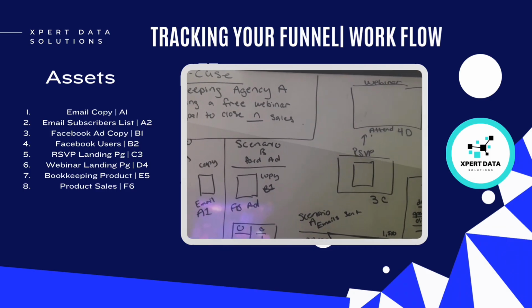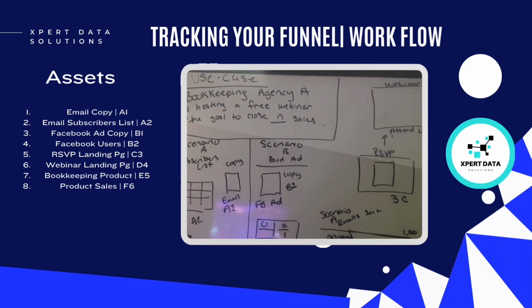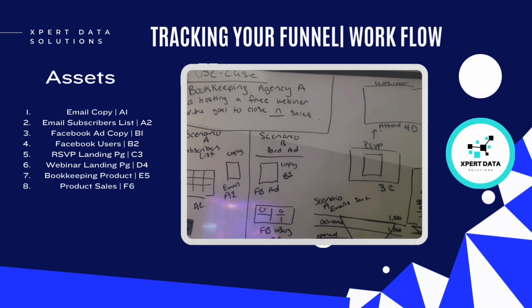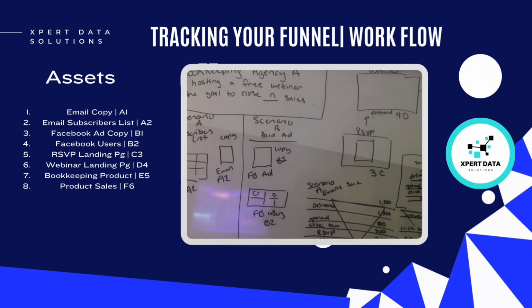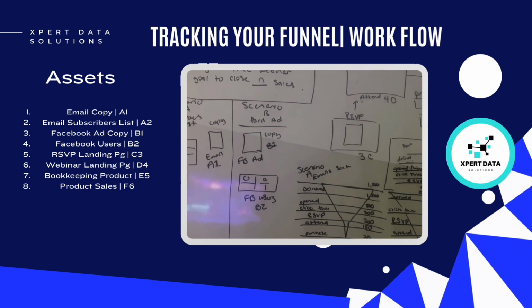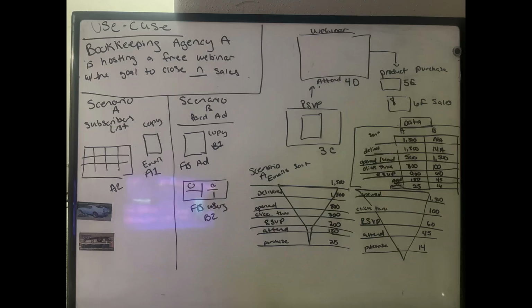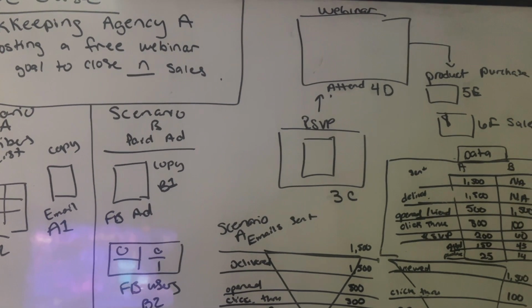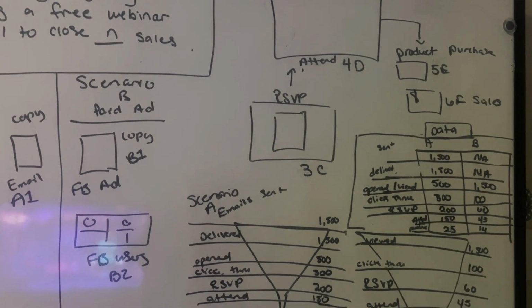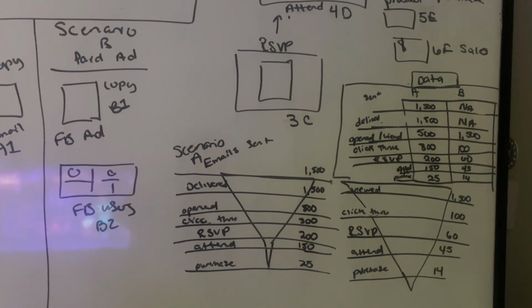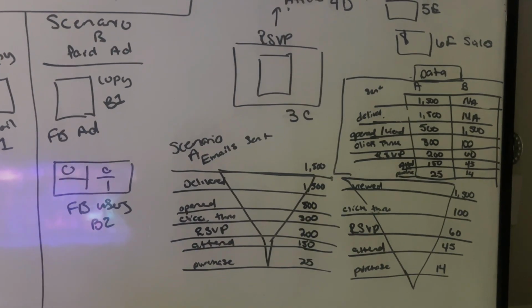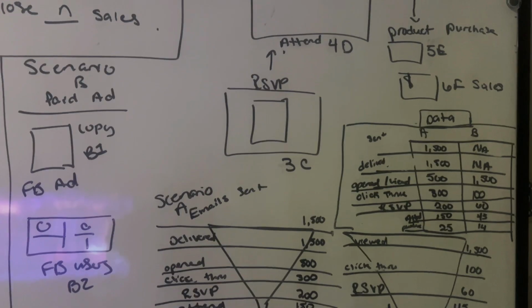And in this scenario, we're assuming that you've been able to get your subscribers list. That's scenario A. And if you haven't, then you'll just fall in scenario B, where you're running a paid ad. So we have some copy that we're sending to our email list, or we have some Facebook ad that we're sending out. And essentially, we want to track different points in our sales funnel so that we can close sales.